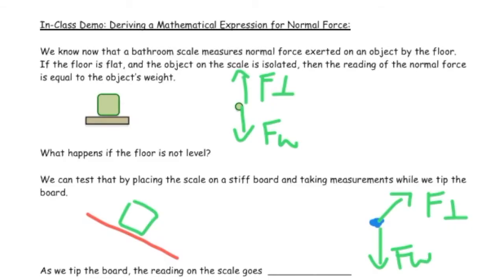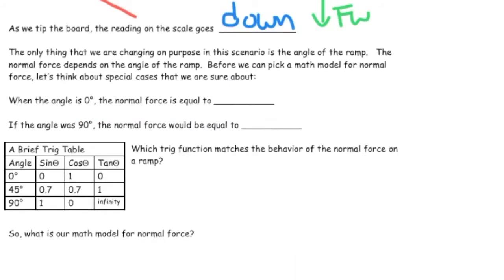As we tip the board, the reading on the scale goes down. The only thing that we are changing on purpose in this scenario is the angle of the ramp. The normal force supporting the block must depend on the angle of the ramp. Before we can pick a math model for normal force, let's think about special cases that we are sure about.